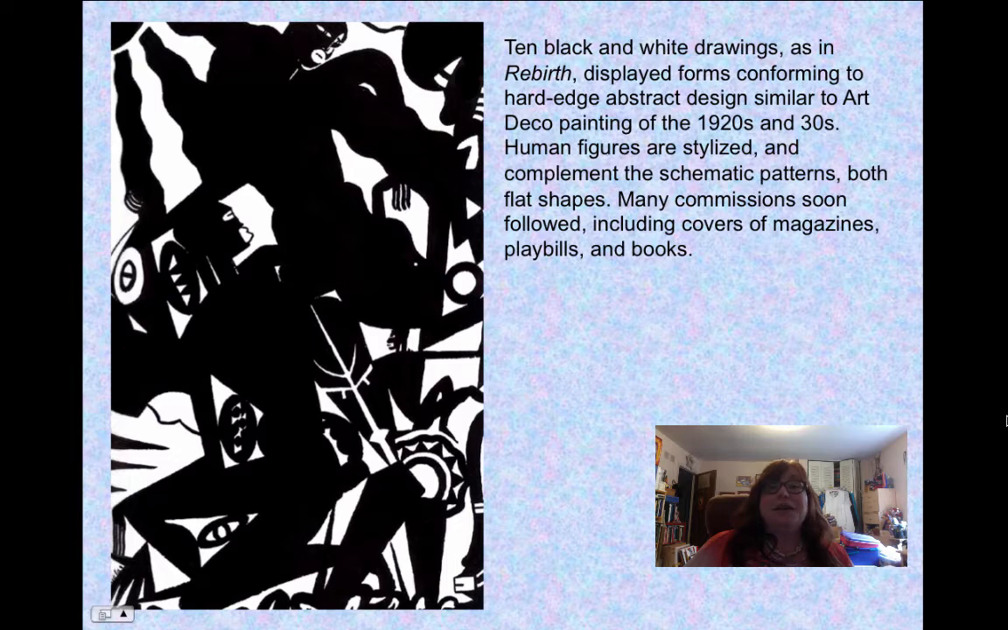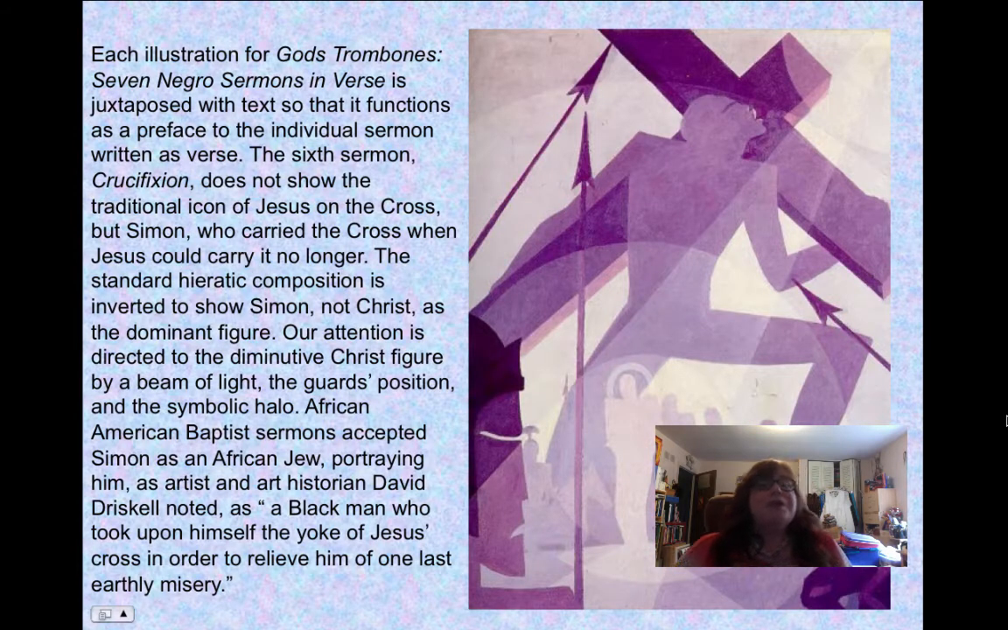And this piece actually led to lots of commissions that he was doing for covers of magazines, for playbills, for books. And this is one of the series of paintings that he did called God's Trombones, Seven Negro Sermons in Verse. And it's juxtaposed with text so that in the book, there's a sermon that's written as verse, and then there's an image to go along with it.